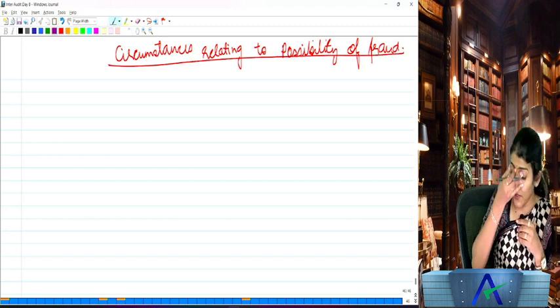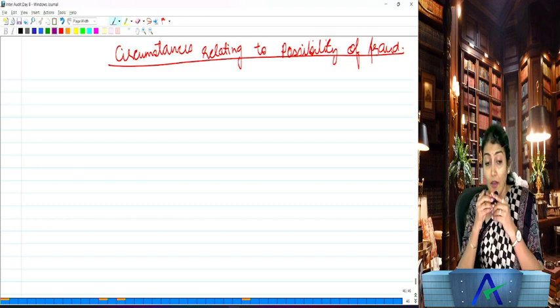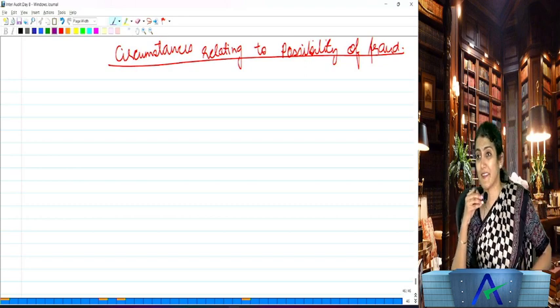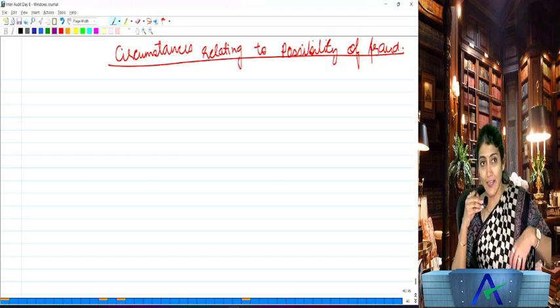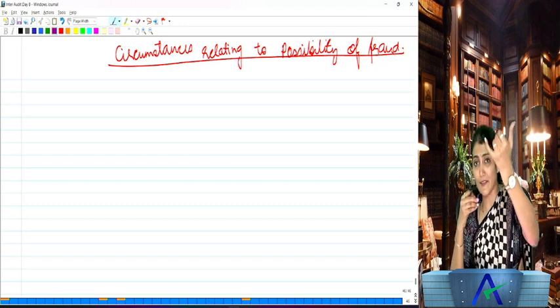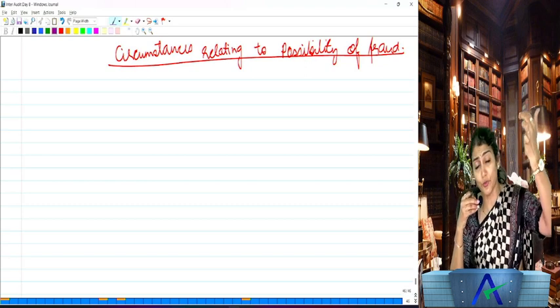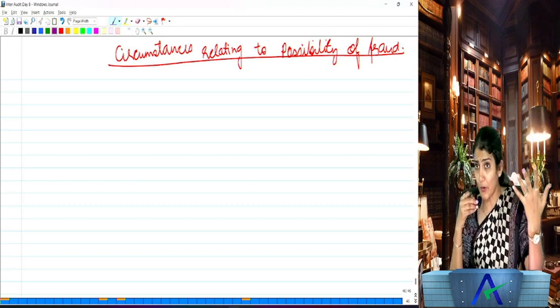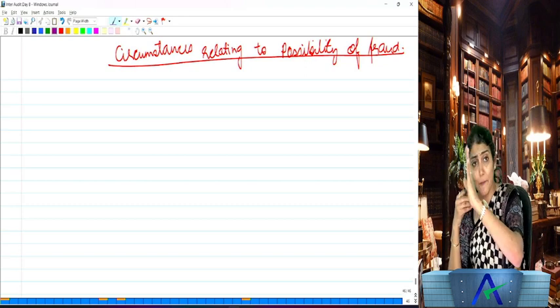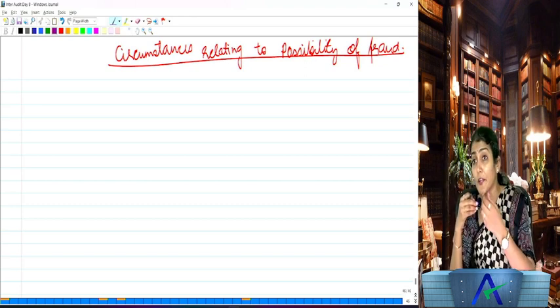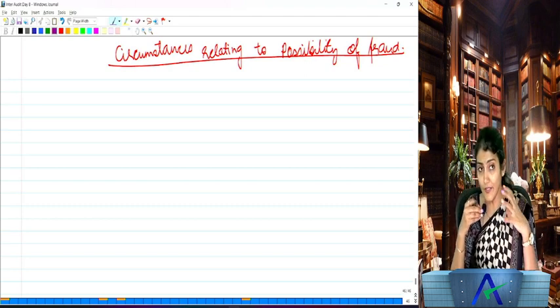Circumstances relating to the possibility of fraud. Earlier, what we studied was all from the management side: fraud risk factors. Why would management have an incentive, pressure, opportunity, or an attitude rationalization to commit either a fraud in accounting or a misappropriation of the asset? Now it says you are the auditor of the company.